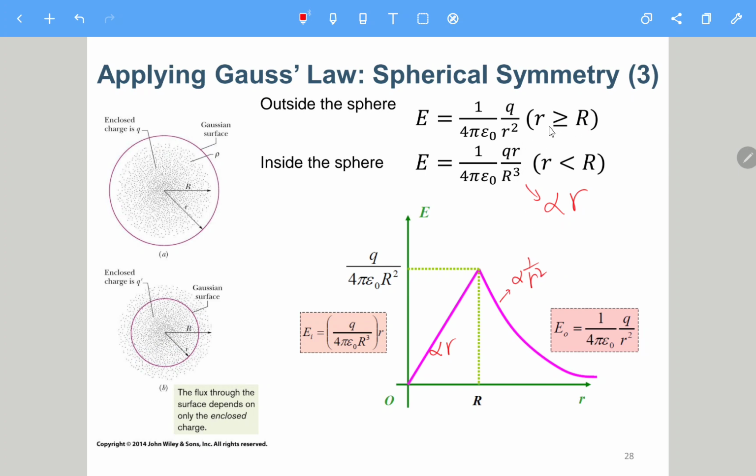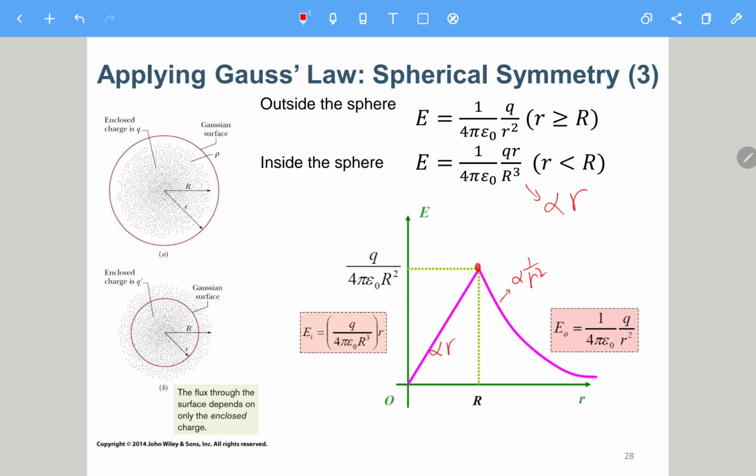And if you plug in small r to be capital R in both equations, then you can see they are at the same point, which is Q over 4 pi epsilon naught capital R squared. Which means that if here is the r axis, it increases until capital R, and then starts to decrease like this. Okay, any questions?